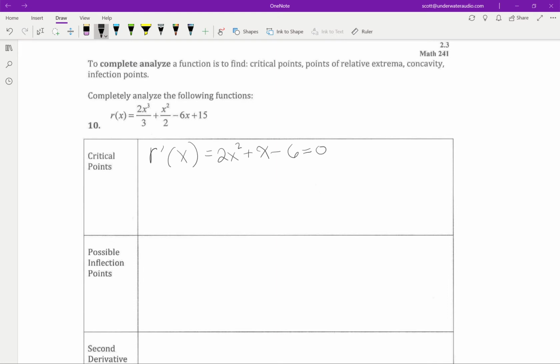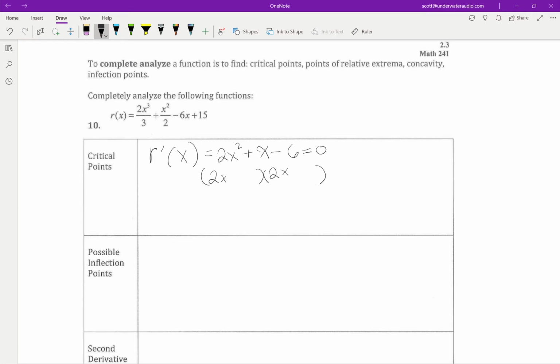And to solve a quadratic like this, there's a couple of different options. One of them is the quadratic formula. Another one is factoring. And just using a square root can sometimes work. But in this case, I think I'm going to try to factor. So there's a 2 up front, so I'm just going to assume it's going to be something like 2x here and an x there.